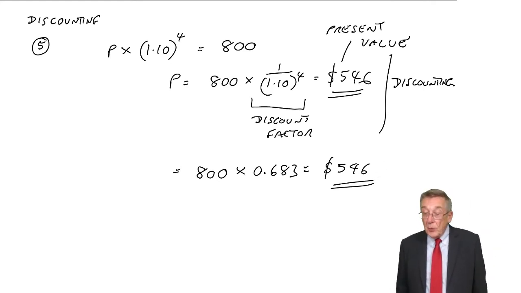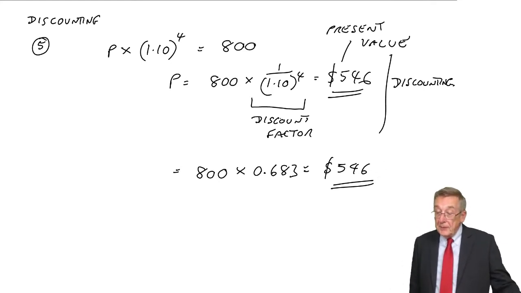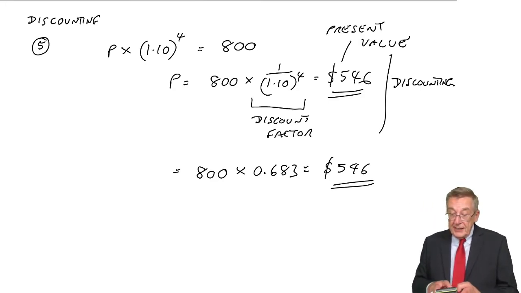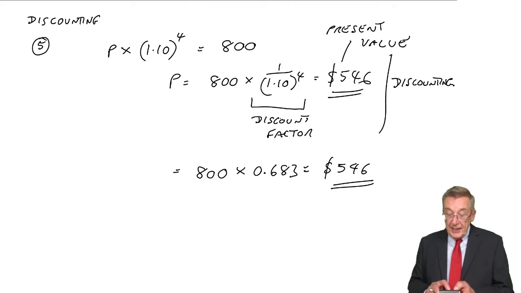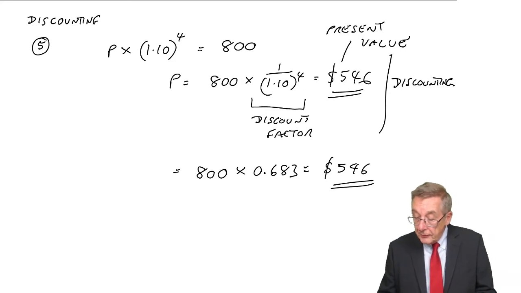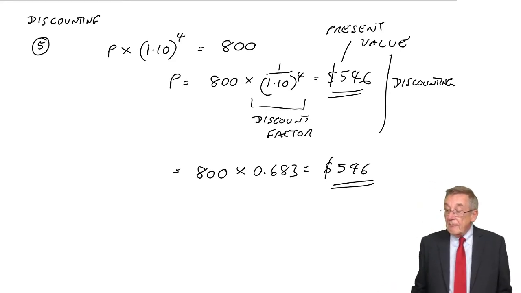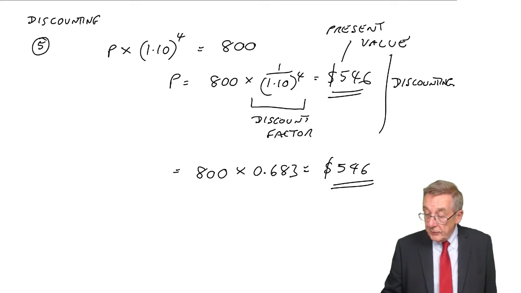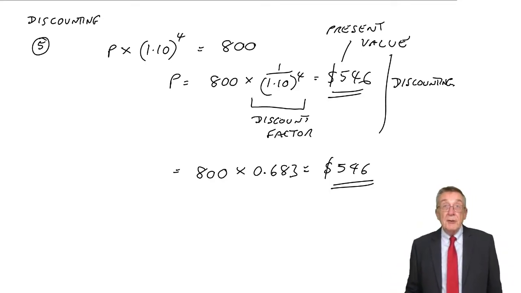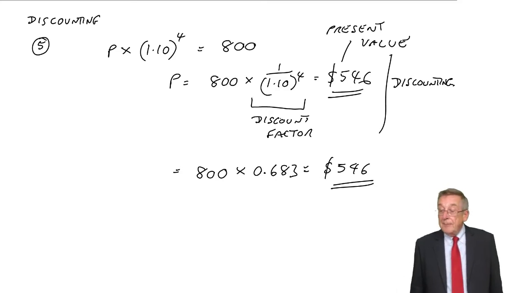Now, incidentally, these tables are rounded to 3 decimal places. So occasionally it could be slightly different than if you'd done it by hand. But I expect you to use the tables in the exam, and it's so much quicker, of course. It is 1 over 1.10 to the power 4, but these tables have worked it out for you. So just check the next one.